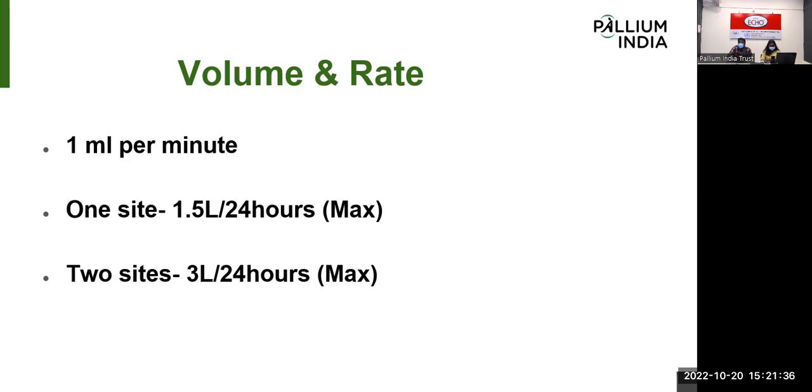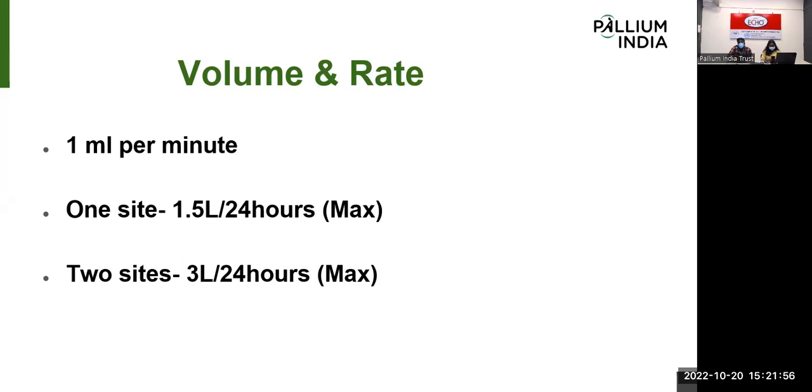As an infusion, we need to maintain a maximum of 20 drops per minute. So we can say 1 ml per minute or 20 drops per minute. Don't exceed the rate, it will cause pain.